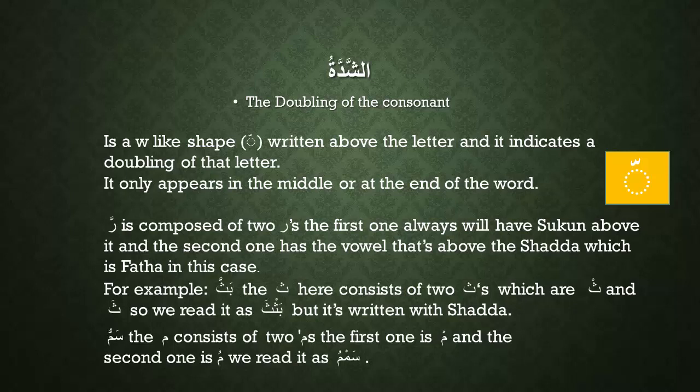For example, Batha. The tha in this word consists of two thas, which are tha with Sukun and tha with Fatha. So we read it as Batha. It's like reading two thas, but it's written with Shadda. We cannot write it like that. Sammu. The mim letter consists of two mims. The first one is m, and there is Sukun above it, and the second one is mu. We read it as Sammu, but we have to write it with Shadda. We cannot write it like that.